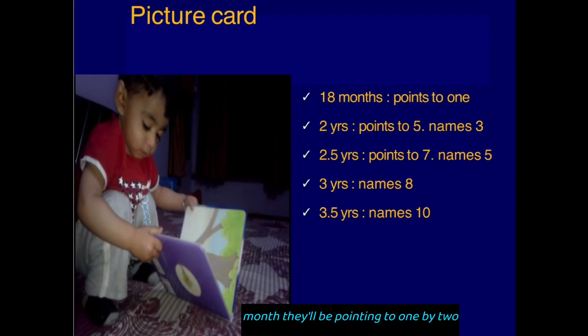By 18 months, they'll be pointing to 1. By 2 years, they'll be pointing to 5 and 3 names. By 2.5, points to 7 and names 5 things. By 3 years, 8 names. By 3.5 years, they'll be knowing approximately 10 names.